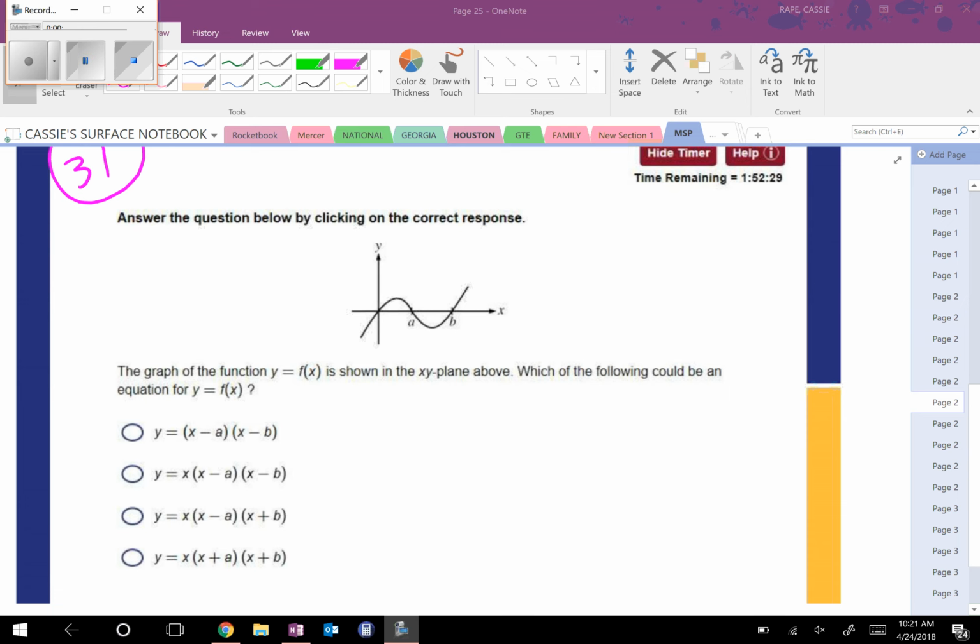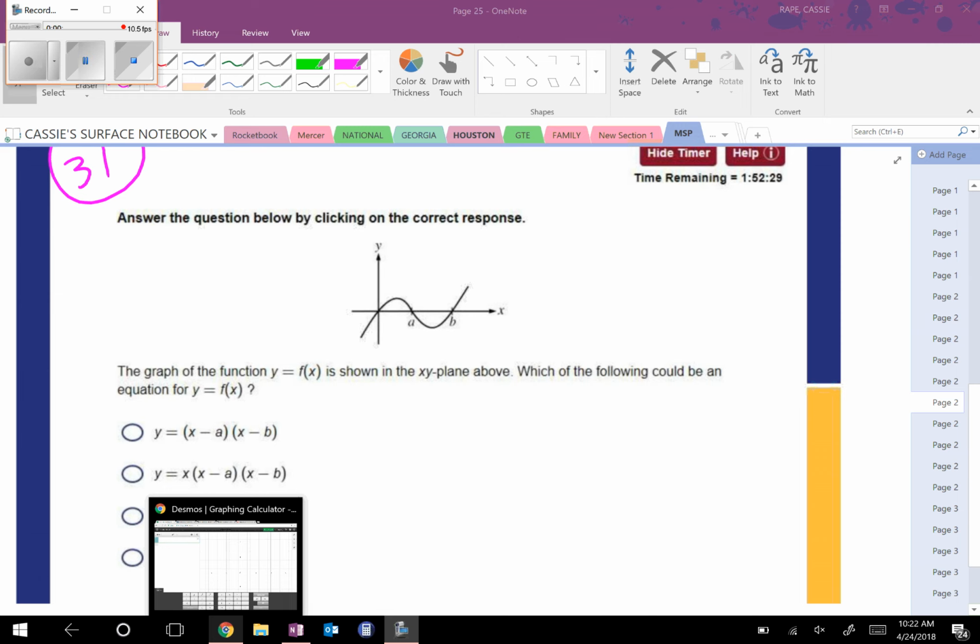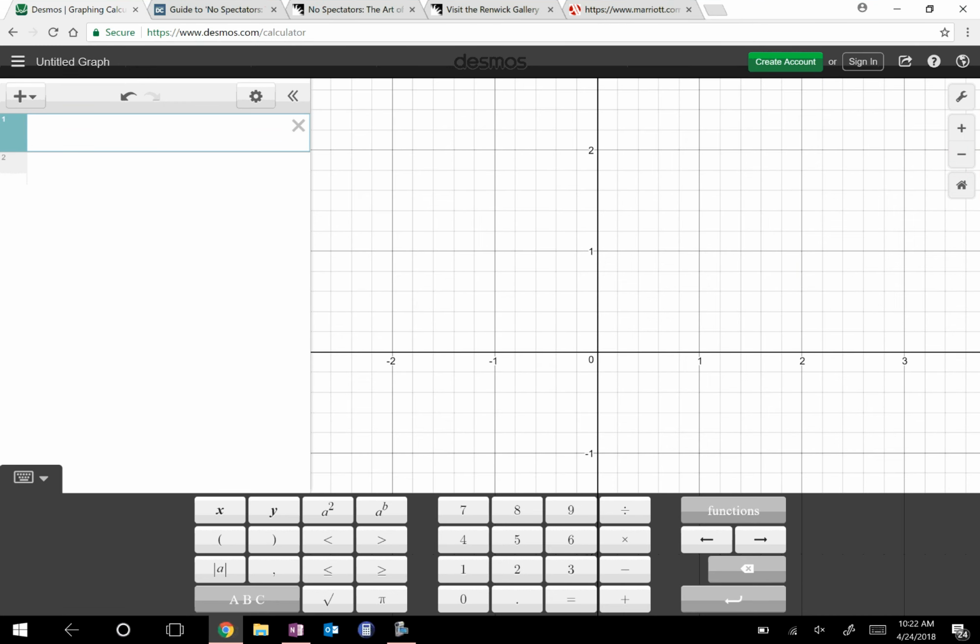Okay, question number 31 on practice test 023. You're looking at this function graph, and it's asking which could be an equation for that graph. I'm going to go to Desmos quickly and let you take a look at what happens.